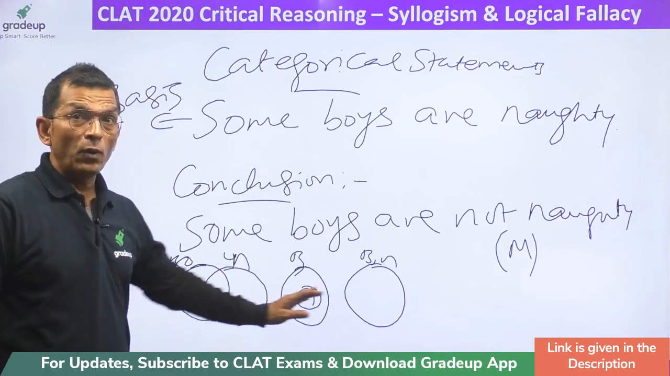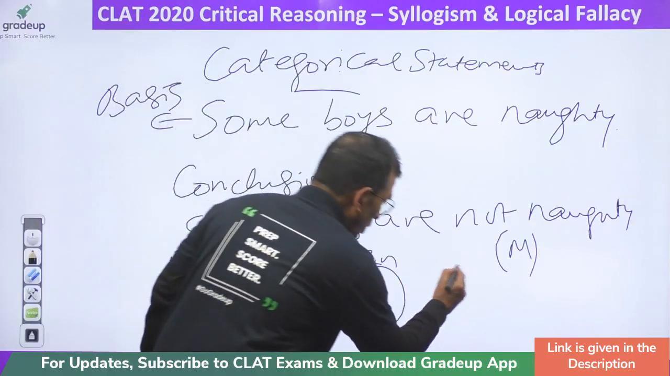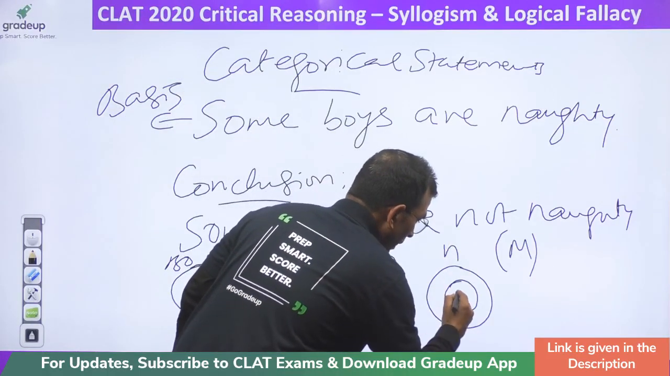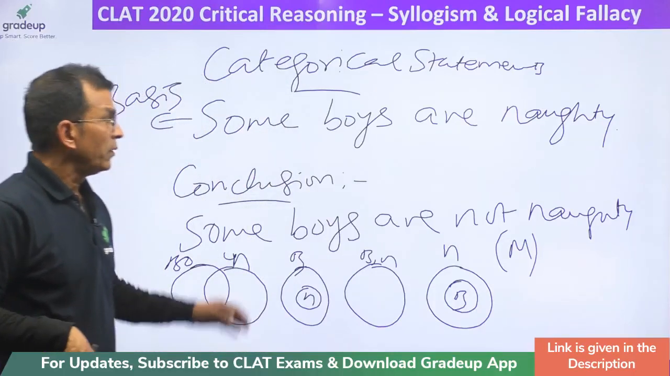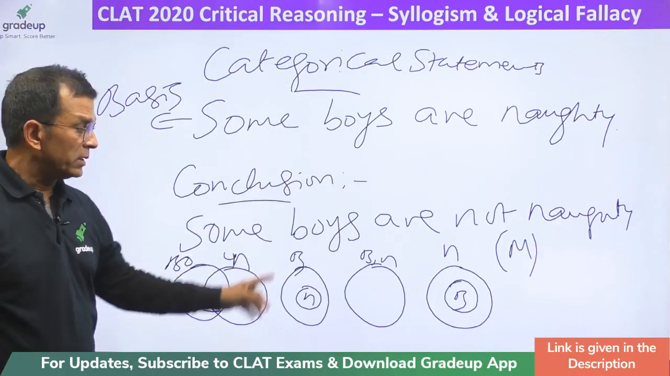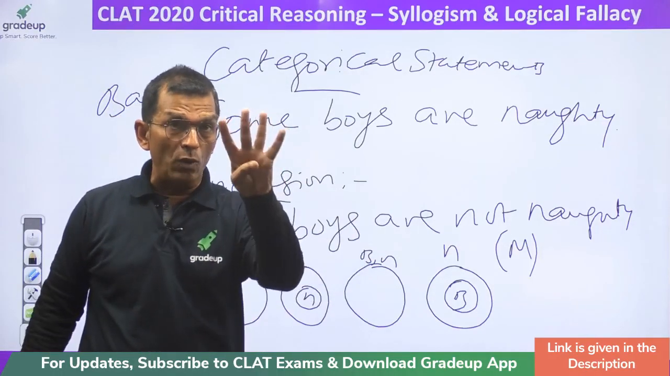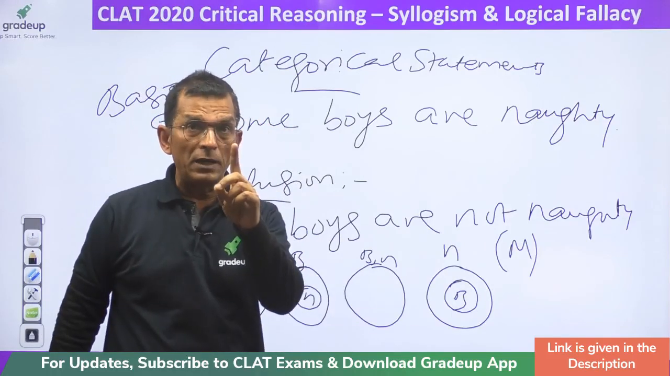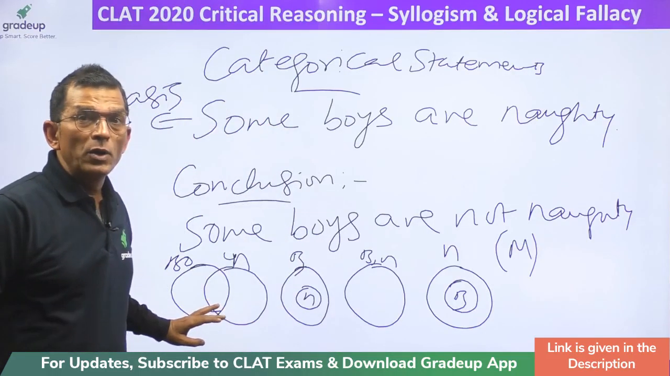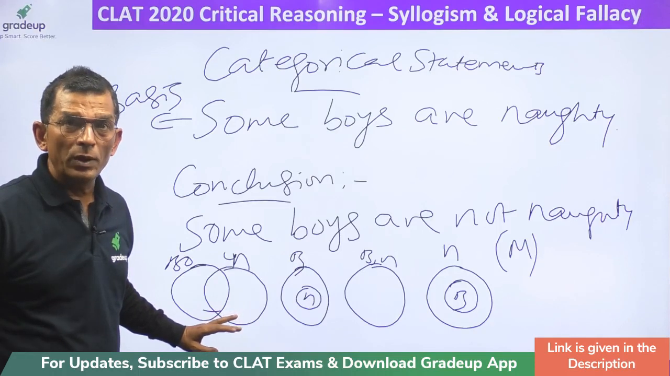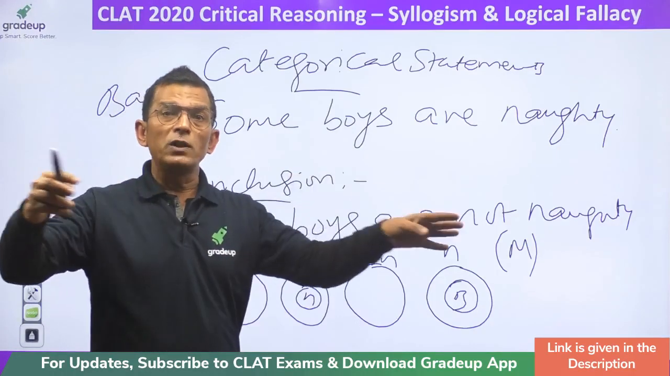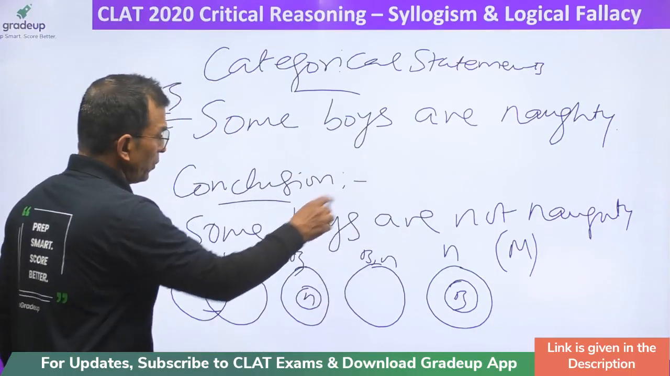And there are 4 diagrams possible. See, this one is also possible: naughty and boys. Whenever we say some X are Y, you should actually imagine 4 different diagrams. Please keep that in mind. Don't draw one because you can then get stuck. Explore all the 4 possibilities, so draw out 4 diagrams.